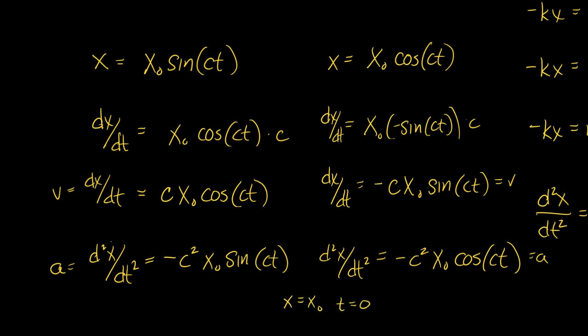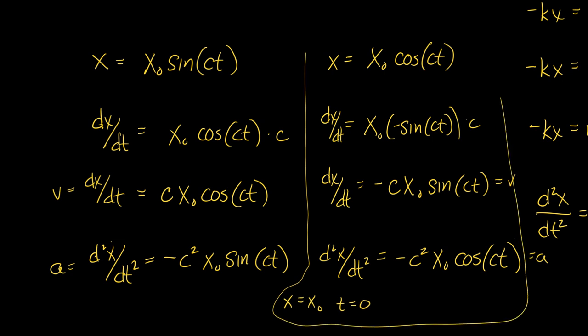And only one of these functions is a maximum at time 0. Sine is 0 at time 0. But cosine is 1 at time 0. So the cosine function better models our system. Now, there are oscillators where the sine function would model it better. But for most of ours, we're going to use the cosine function to model our system.